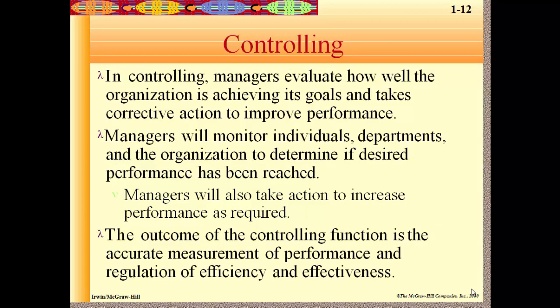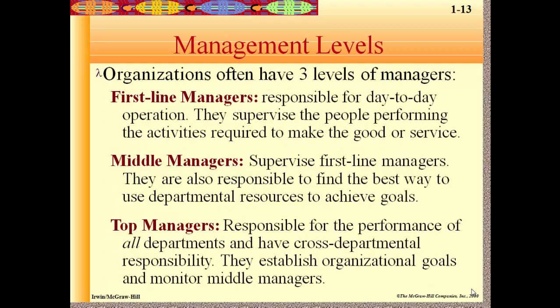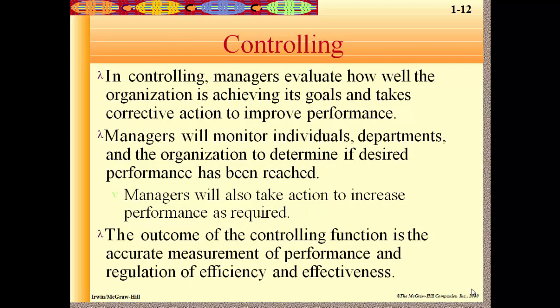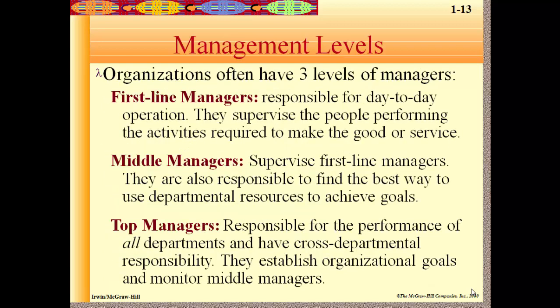In controlling, managers evaluate how well the organization is achieving its goals and take corrective actions to improve performance. Managers will monitor individual departments and the organization to determine if desired performance has been reached. Managers will also take action to increase performance as required. The outcome of the controlling function is the accurate measurement of performance and regulation of efficiency and effectiveness.